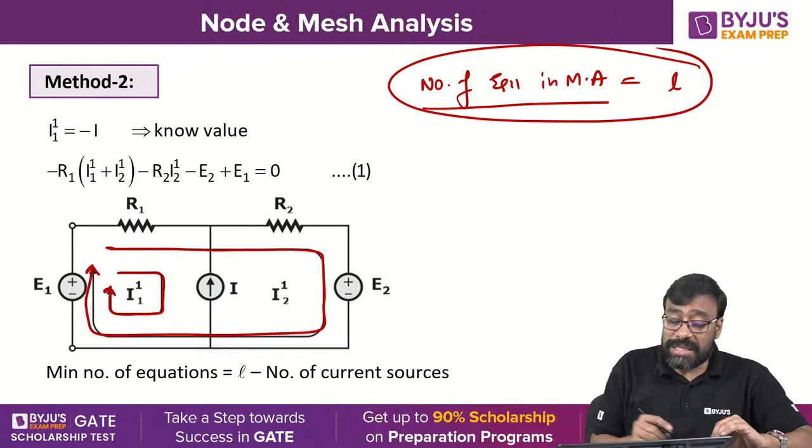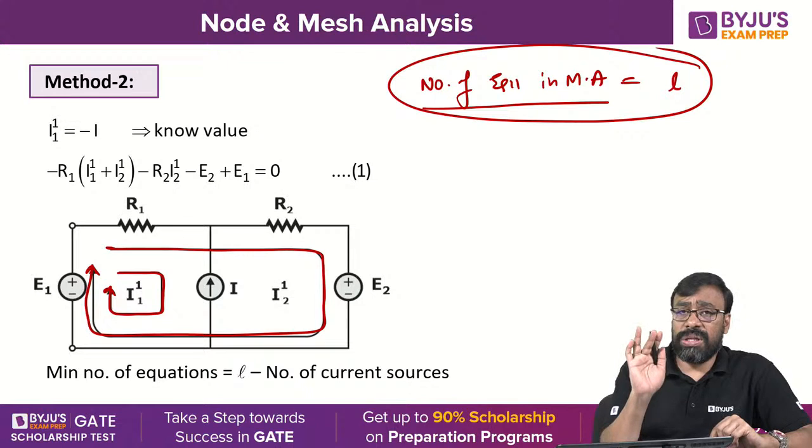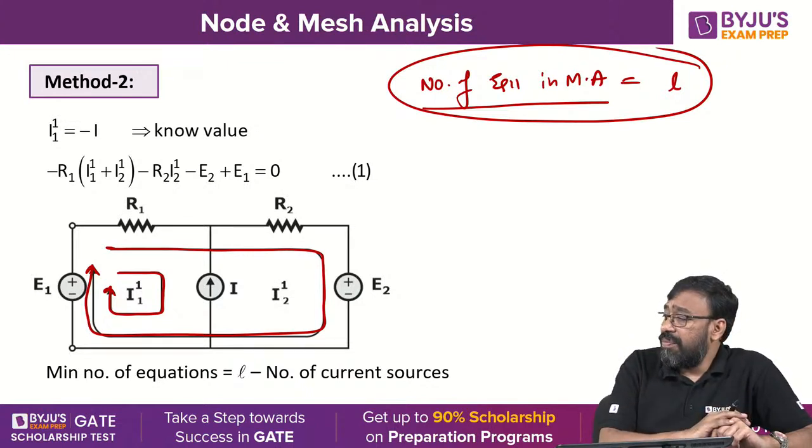Look at this, all of you. Because I know how to select the loop currents according to my choice. I got the freedom, right? I got the freedom to select the loop currents. Agree, all of you? Okay.